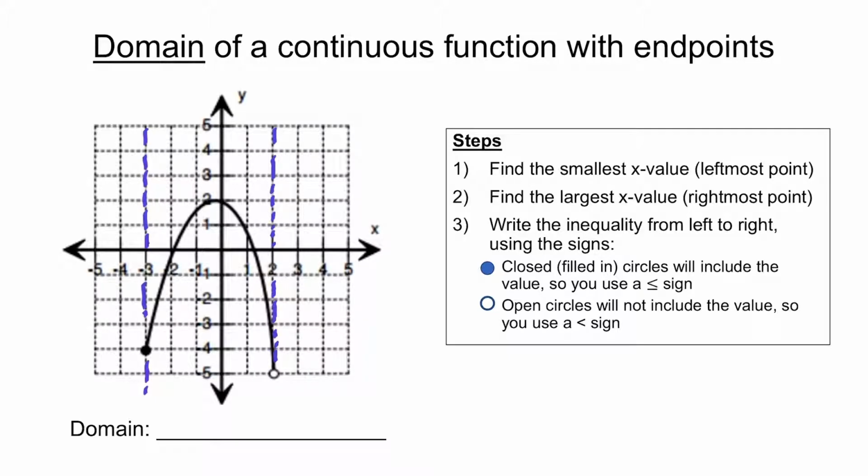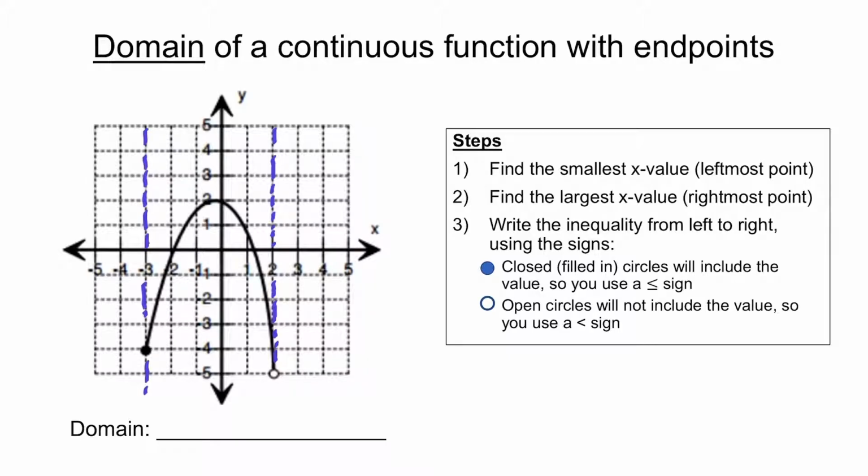So now I'm going to write the inequality going from left to right, and I'm going to use these signs. If at that point I have a closed or a filled in circle, I'm going to write a less than or equal to sign. If I have an open circle, that value is not included, so I'm going to use a less than sign. So let's start off with the smallest value.